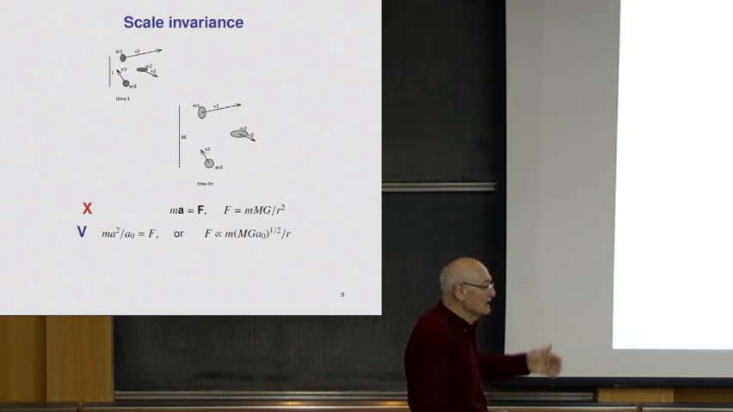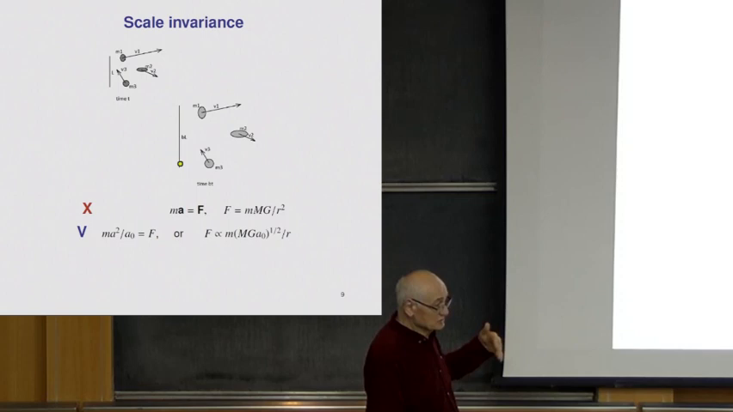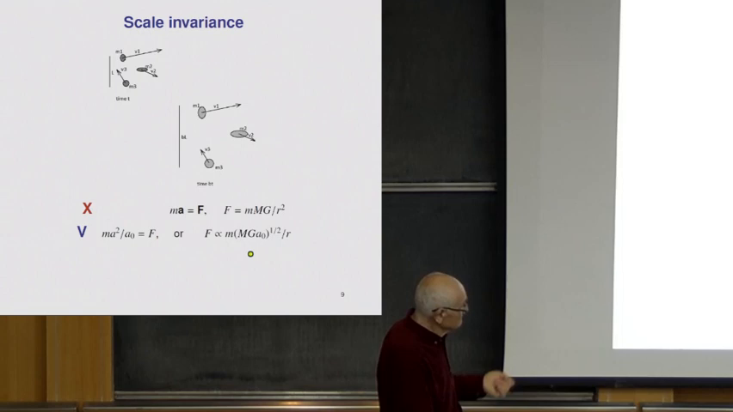An important thing is that velocities don't change in this operation. Velocity is length over time, so this operation doesn't change velocity. Okay? It's just to say that Newtonian dynamics is not scale invariant, and this theory is scale invariant.